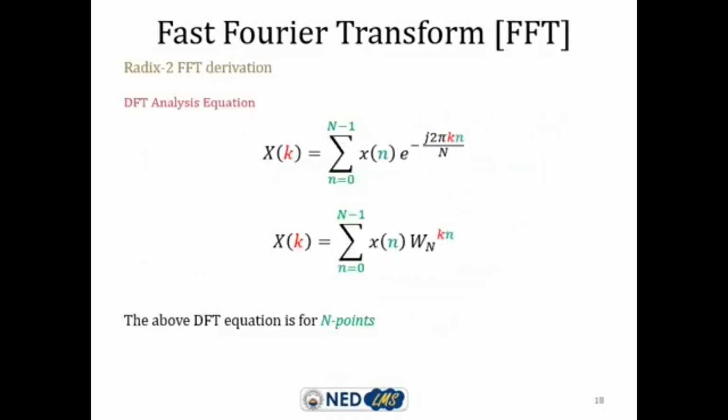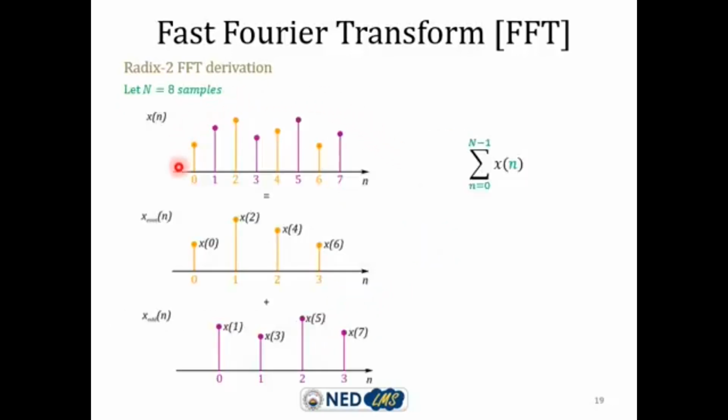algorithm. Now let's start the derivation of the radix-2 FFT algorithm. Since FFT is just an optimized implementation of DFT, we will start from the DFT analysis equation, which can also be written in the form of W_N notation like this one, because W_N is equal to exponential minus j2 pi over N. So this exponential minus j2 pi over N can be replaced by simply W_N, and this is the DFT equation for N number of points.